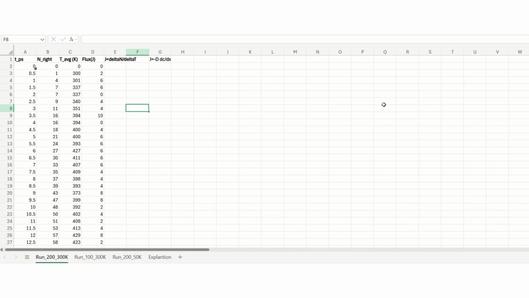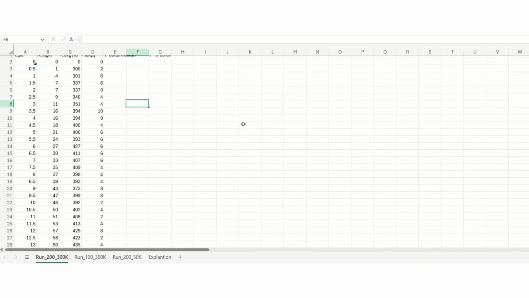I recorded how many blue atoms crossed the midpoint for every 5.5 picoseconds for 30 picoseconds under three different conditions. The first run was 200 atoms at 300 Kelvin, then 100 atoms at 300 Kelvin, and finally 200 atoms at 50 Kelvin. So let's start with the first data set, which was the 200 atoms, 300 Kelvin run.